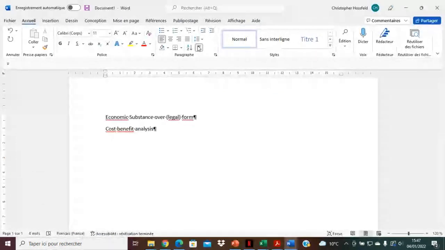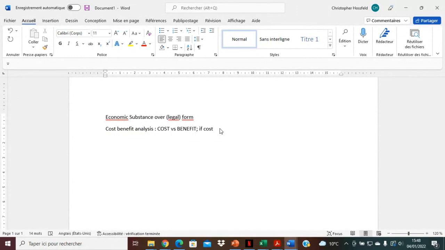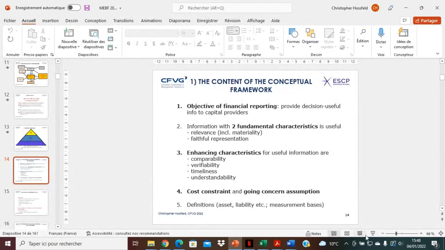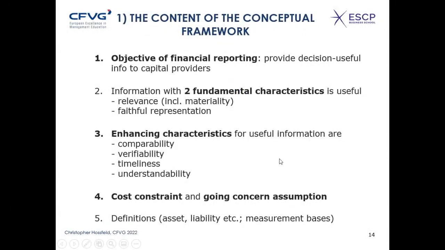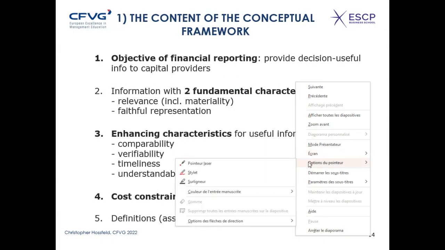What does a cost benefit analysis mean? It means I compare the cost of generating information with the benefit of having this information. And if the cost of generating information is higher than the benefit, don't do it. Nobody forces me to spend a crazy amount of money in my accounting system to generate information that actually nobody needs. So if the cost of generating information is higher than the benefits of having it, I'm not obliged to do it. This is the cost constraint.